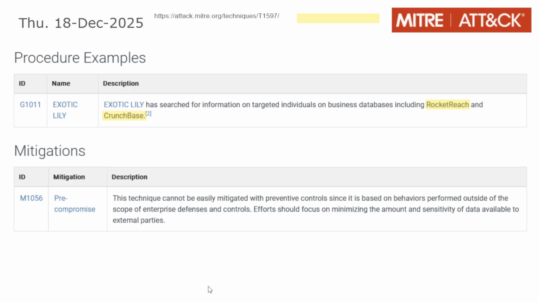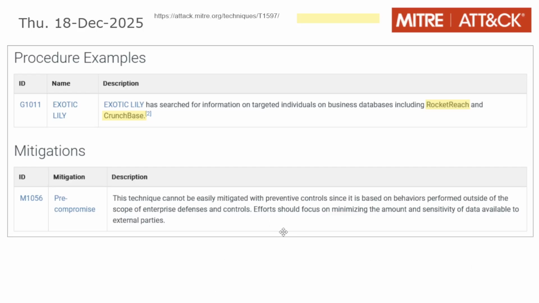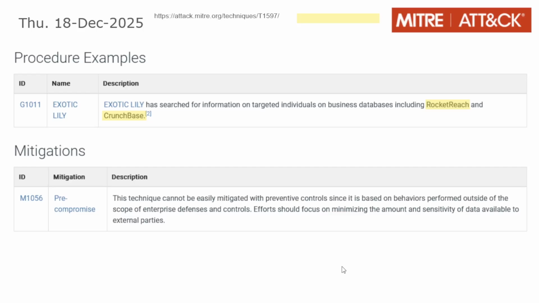Mitigations: this technique cannot be easily mitigated. Yes, it's outside of the scope as usual, but here efforts should be focused on minimizing the amount of sensitive data available to external parties. But closed sources, that's very difficult to mitigate indeed. You never know what people are gathering about your company on closed sources.